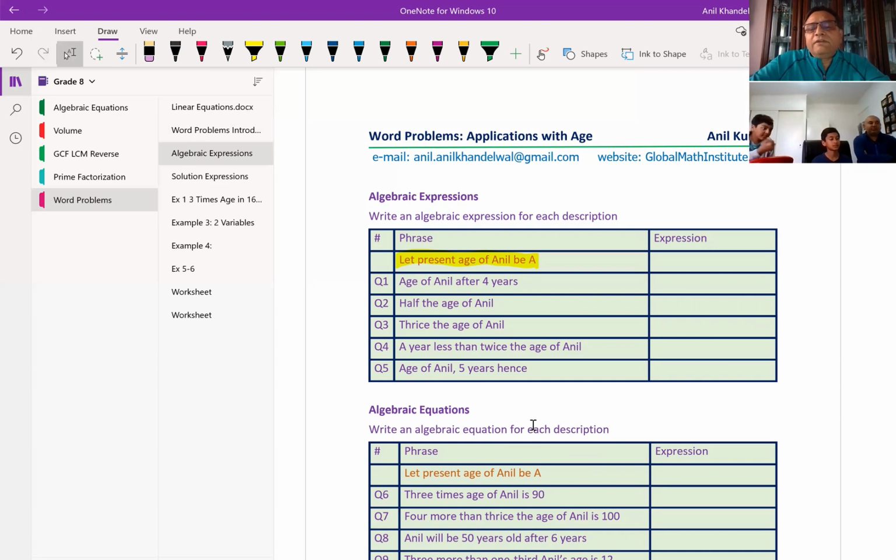Age of Anil 5 years hence. The word hence means after. 5 years after age, after A. Very good. So the expression will be 5 plus A. Perfect, but you'll say A plus 5. Keep the subject A before so that you don't make a mistake which you could have made in question number 4. Remember, 2A minus, the minus came later. Okay, so you have got 100% in this one.